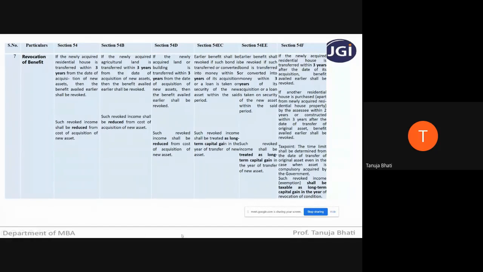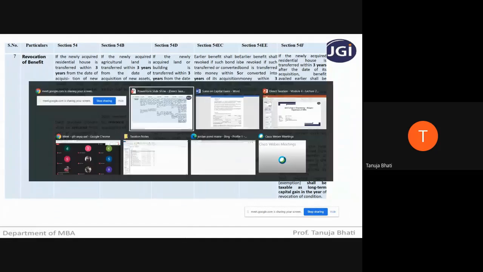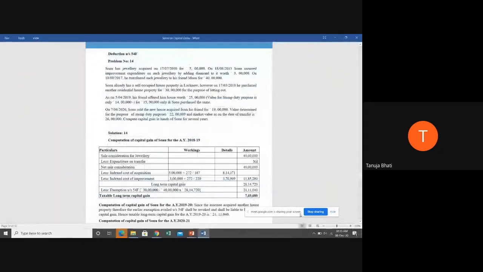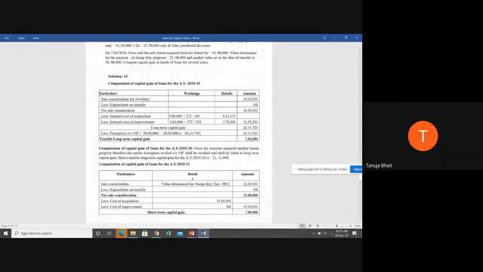Therefore, since he purchased a new house again, whatever exemption he had got earlier will be taxable as a long-term capital gain in the year where the revocation is taking place. Next, computation of capital gain of Sonu for the assessment year 2020-2021. Now, what is happening here?